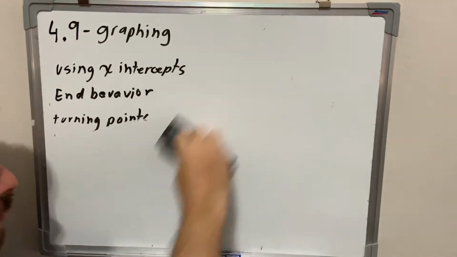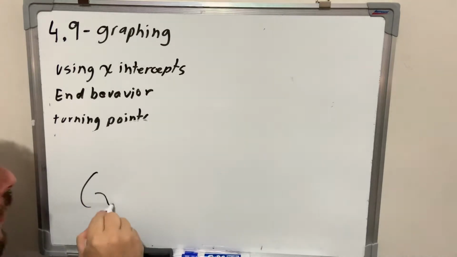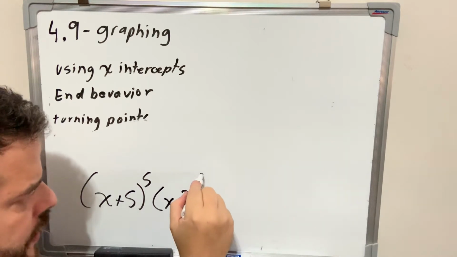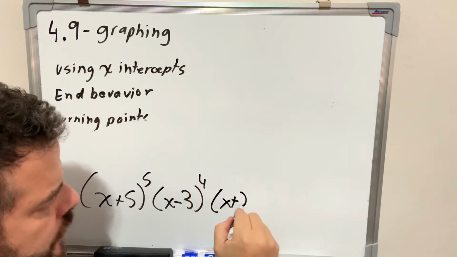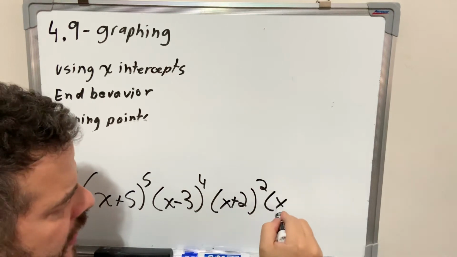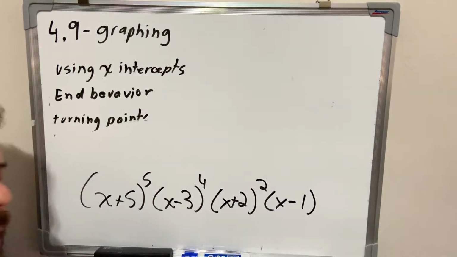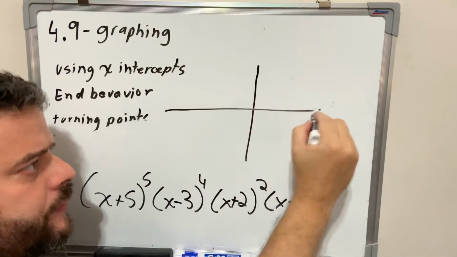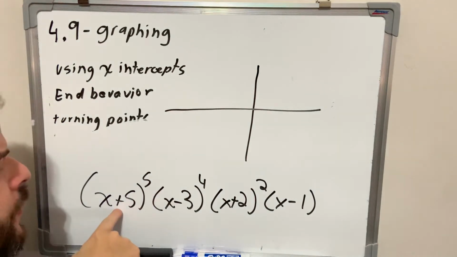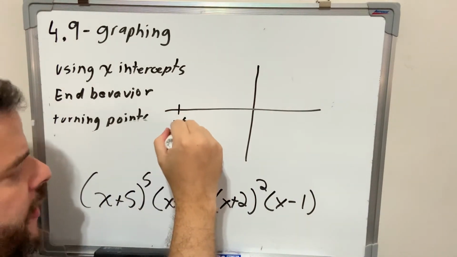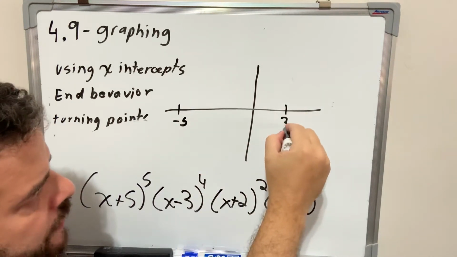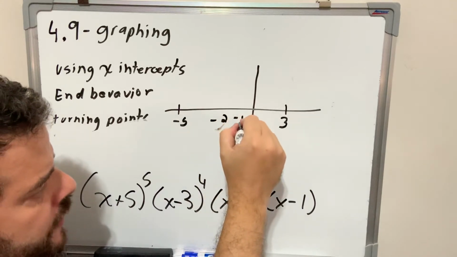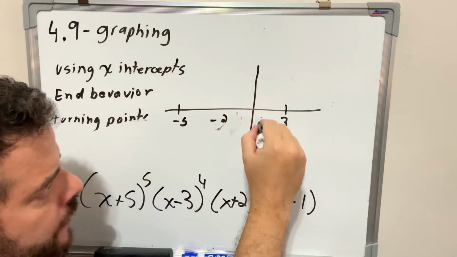This time, more complicated. x plus 5 to the 5th, x minus 3 to the 4th, x plus 2 to the 2nd, x minus 1. Oh my God, not that difficult. First of all, again, step 1, our axis. Step 2, let's place your zeros. Let's say this is -5, this is +3, this is -2, and this is +1 over here on this side.